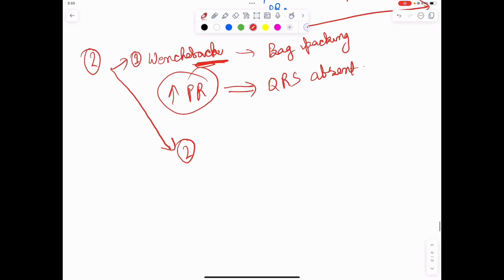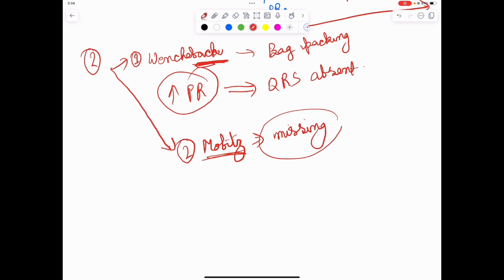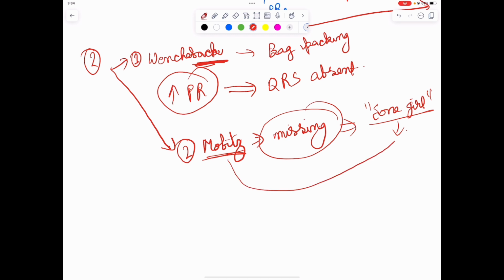Now the second one, Mobitz. Mobitz is something that happens suddenly. Suppose we are on some vehicle, and there is no such change in PR, everything is fine, but suddenly one day you find that the other person is missing. That is known as Mobitz. For reference, if you are a movie fan, then you must have seen Gone Girl. In Gone Girl, the wife suddenly disappears. You can take that as Mobitz, and that is also called ghosting.